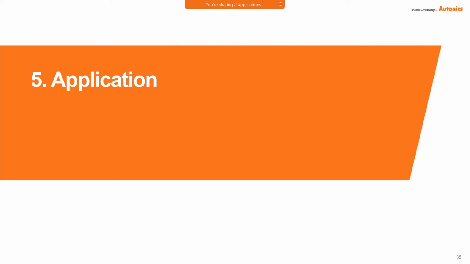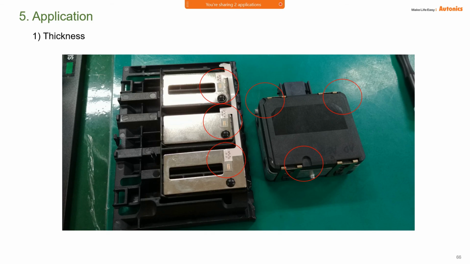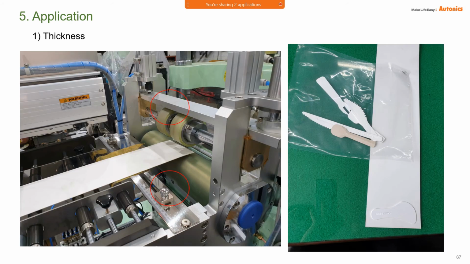Okay, lastly, we go to the application. So normally our BD series is used to measure the product thickness. Okay, this one is an example of the product to measure the thickness. And this one is also a thickness application.